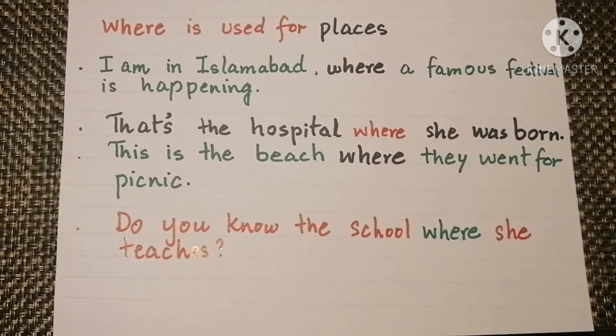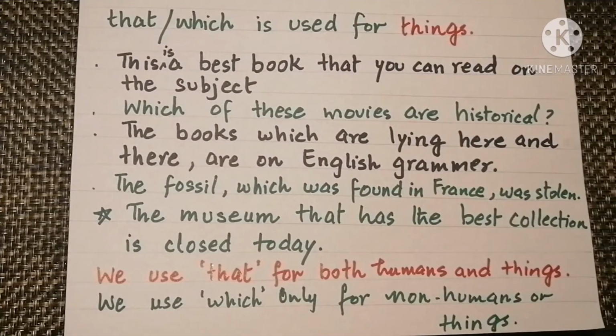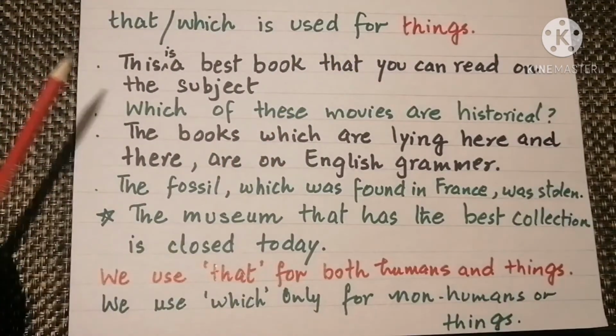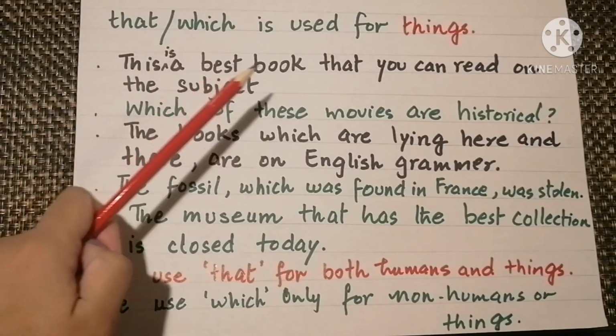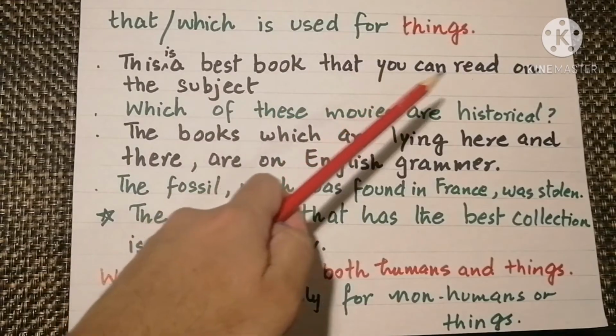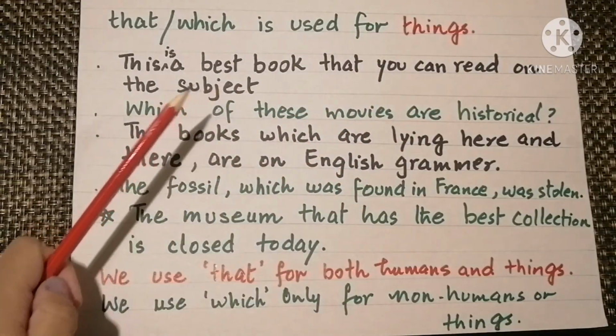So, the relative pronoun where is used for places. Now let's use that or which, the relative pronouns that are used for things. Now let's make some sentences. This is the best book that you can read on this subject.